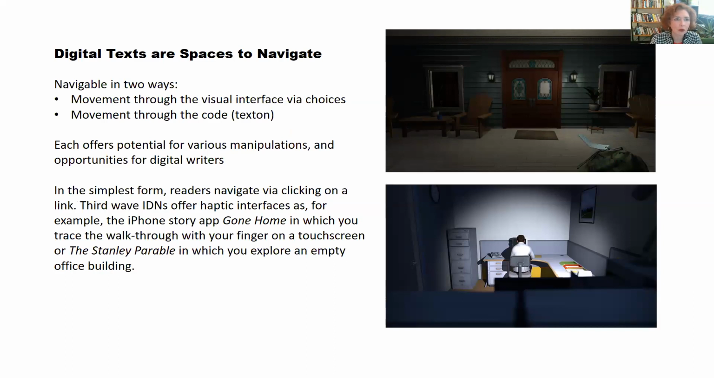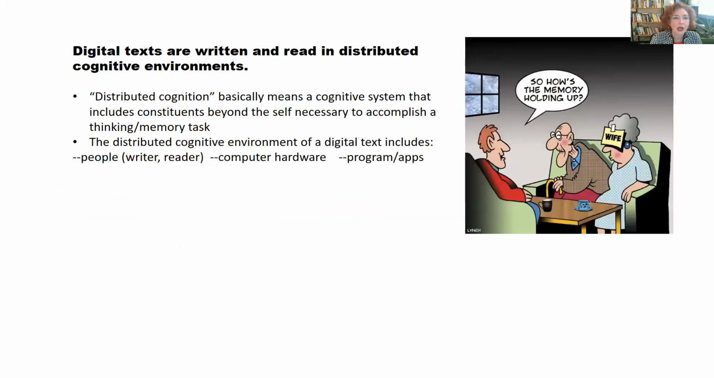Okay, so, spaces to navigate. We're getting near the end, but I think this particular element is worth mentioning. Digital texts are written and read in distributed cognitive environments. All that means is that there are constituents beyond our brain that help us understand or remember, right?